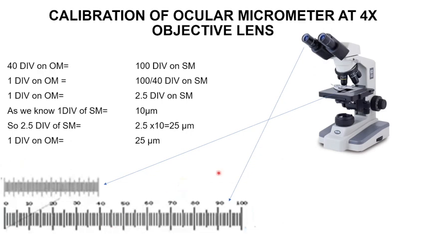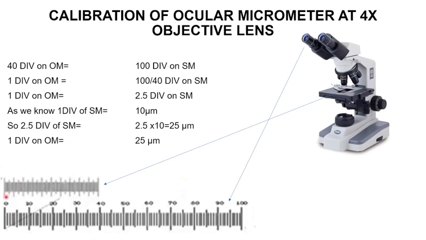Let's say this is the image of the stage micrometer, and this is the image of the ocular micrometer. Here you can see that the whole divisions of the stage micrometer, that are 100 divisions, are equal to 40 divisions on the ocular micrometer, as this line is coinciding over here and this line is coinciding over here. In this way you can also measure for any other two lines of the ocular micrometer and the stage micrometer that coincide.